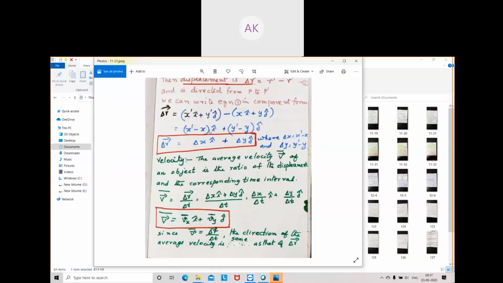x dash minus x into i cap plus y dash minus y into j cap. We have taken delta x i cap plus delta y j cap. So displacement has two components, delta x into i cap plus delta y j cap. The average velocity has two components: vector v equals vector delta r by delta t. Delta r we have written as delta x i cap plus delta y j cap, the whole divided by delta t. Then delta t is given to both the terms: delta x by delta t i cap plus delta y by delta t j cap. So we got vector v bar, where the bar shows that it is average velocity: Vx bar i cap plus Vy bar j cap.